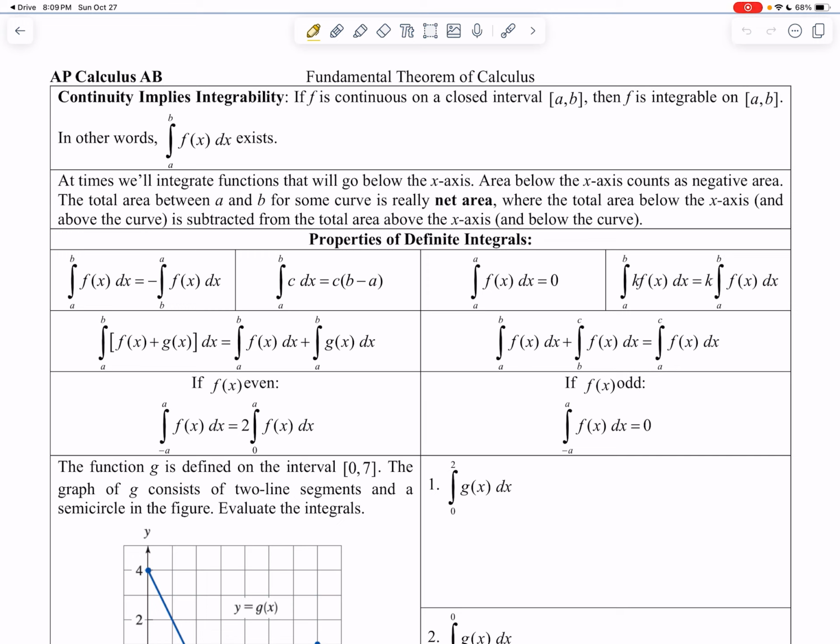Pause the video, look over the properties of definite integrals because we'll need them for these couple examples with graphs, and then with these integrals right here.